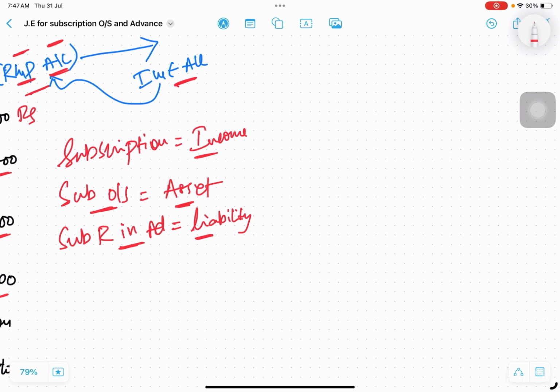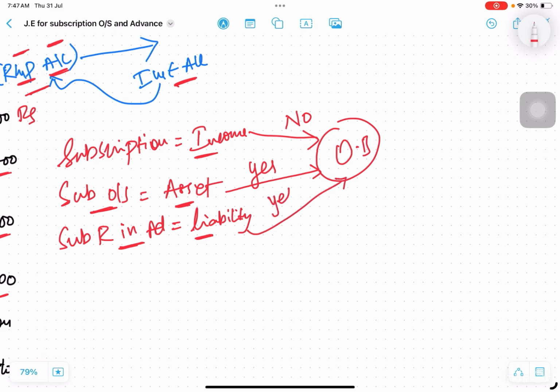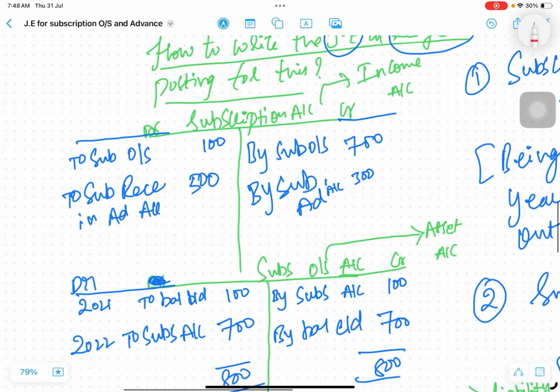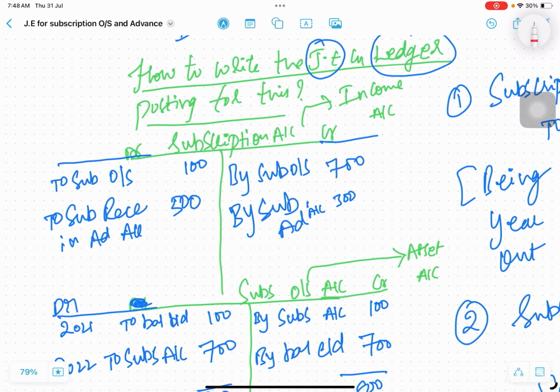Income and expenses will not be having opening balances. No opening balances for income. Assets will have opening balances, yes, because they go from one year to another year. Liabilities will be having opening balances, yes. So first you have to prepare the three accounts. First account is the subscription account, an income account, which will not be having any opening balances.